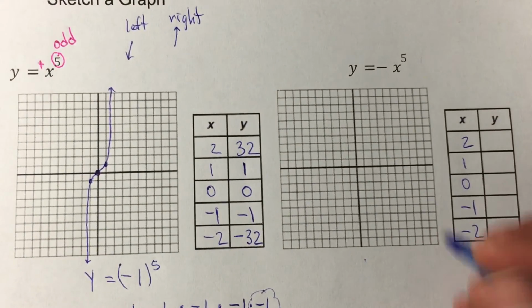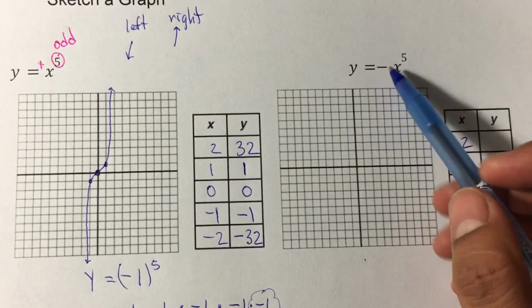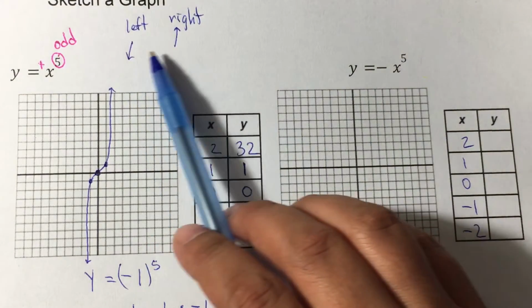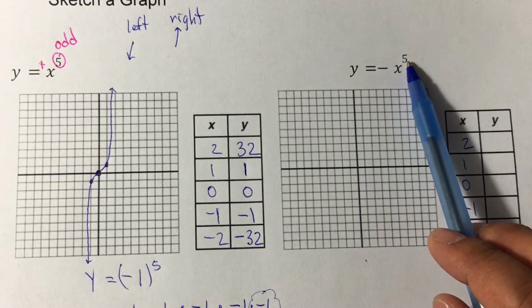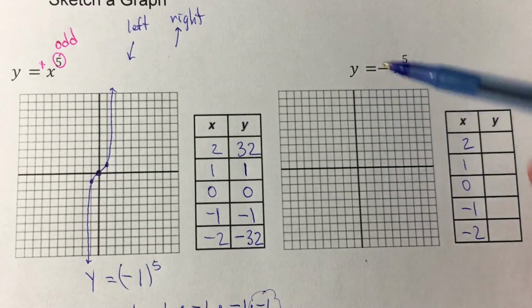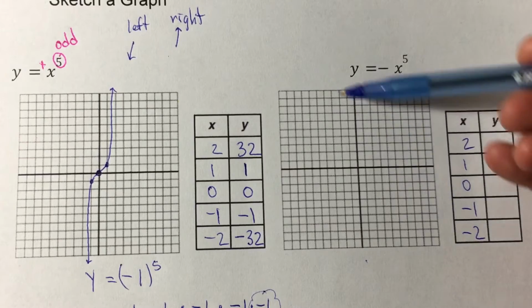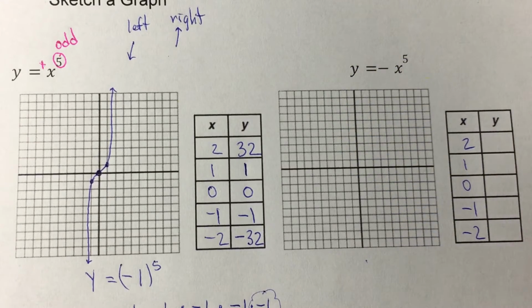Okay, for the next one, we can guess that the only thing that is going to change is, because it's odd, one end is going to be up and one down. Because it's negative, the slope is going to go down. So think about that.